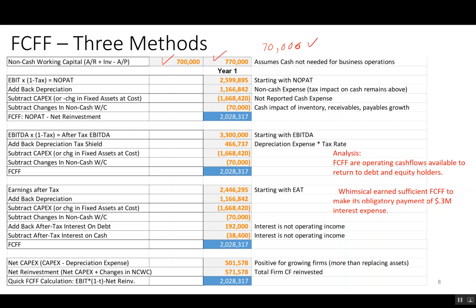So the 3 ways of getting free cash flows to the firm all get the exact same result. The only difference is where you start. Do you want to start with EBIT, EBITDA, or net income, earnings after tax? I traditionally start with EBIT. So again, EBIT is earnings before interest and tax, so depreciation has already been subtracted.